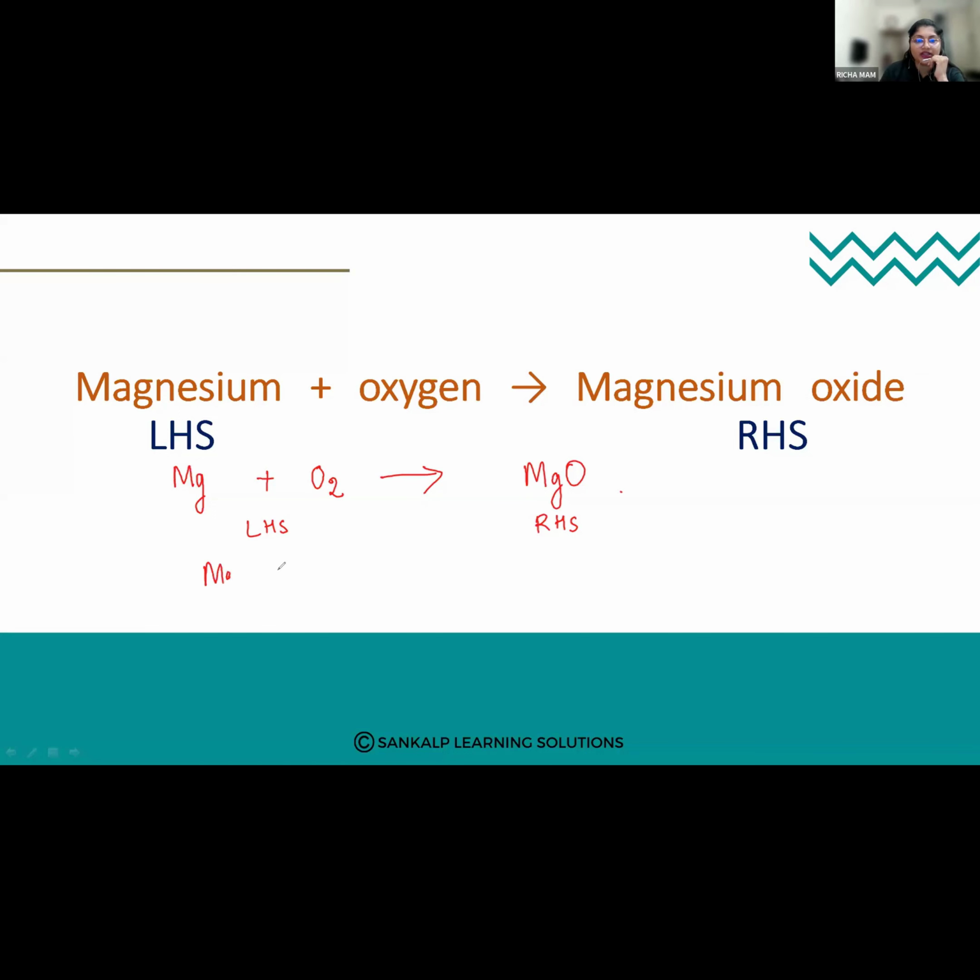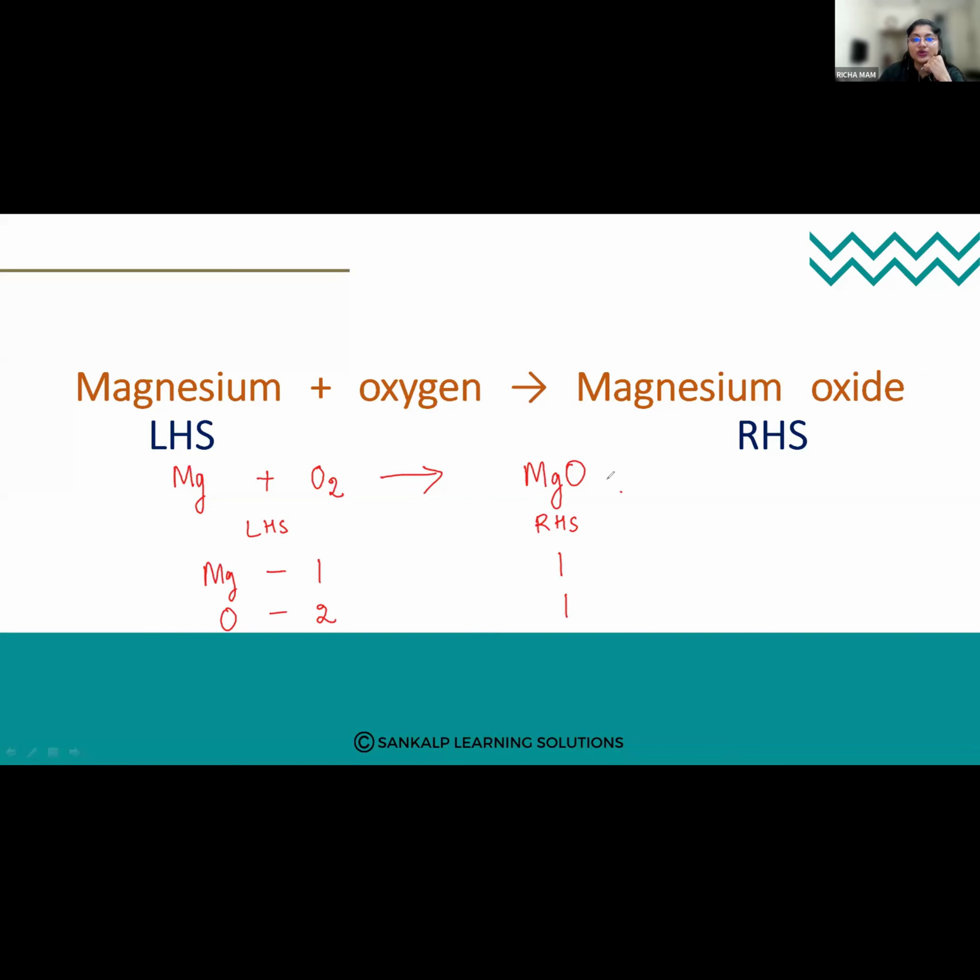So Mg on the left hand side is 1. On the right hand side, it is 1. Then oxygen is 2 on the left, and oxygen is 1 on the right. So we have to balance this chemical equation. How are we going to balance the chemical equation? The steps we will see next, later. Now here, how are we going to balance?